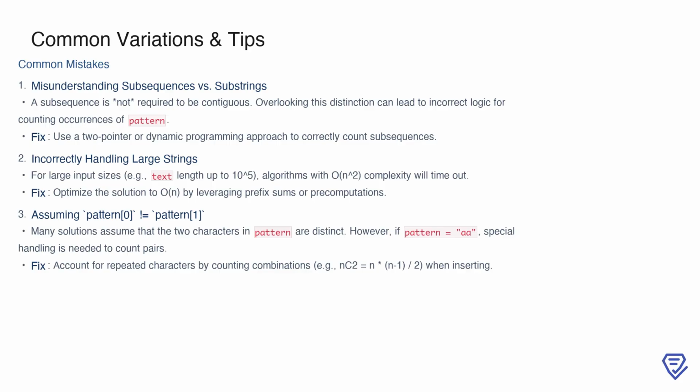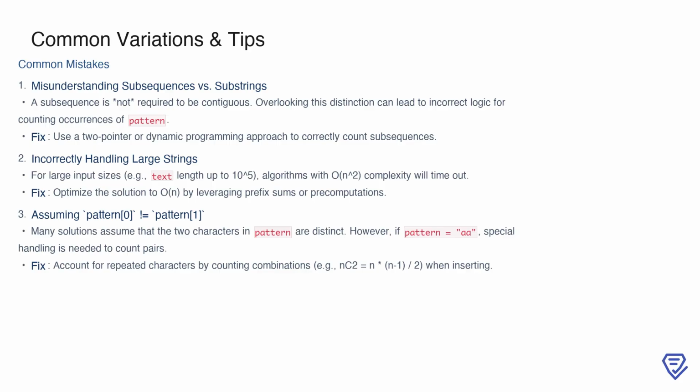Next, large input sizes can pose a challenge. If the string text has a length of up to 10 to the power of 5, algorithms with quadratic time complexity, like O(n squared), will likely time out. Instead, you should aim for an O(n) solution, which can be achieved using techniques like prefix sums or pre-computations.